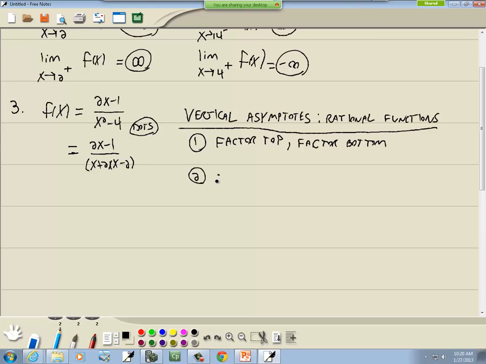Now step 2 is cancel if possible. Well, to be able to cancel these, this would have to be like an x plus 2 or x minus 2. But since this is different than each one of these factors, we can't cancel. And then step 3, set the denominator equal to 0 and solve.